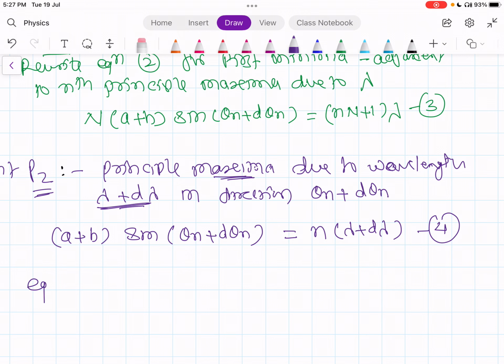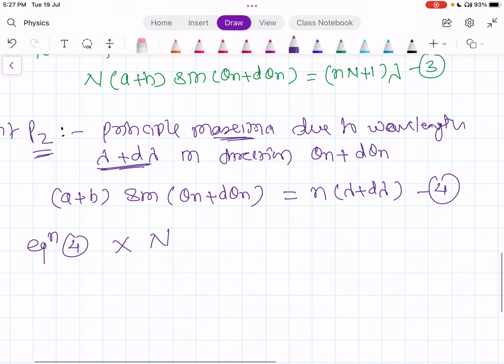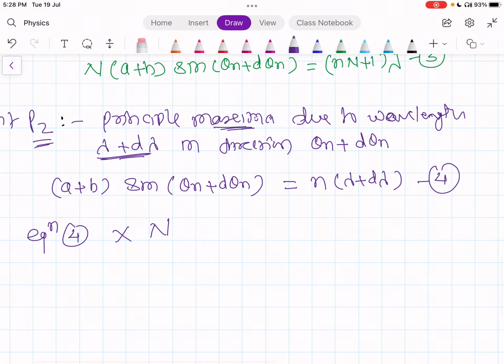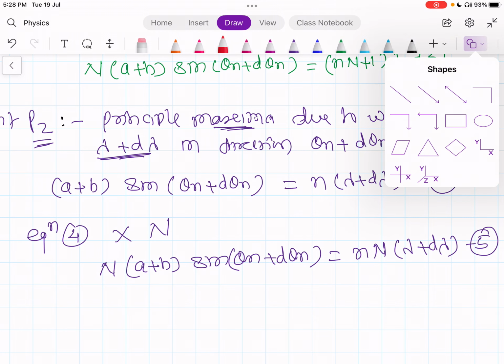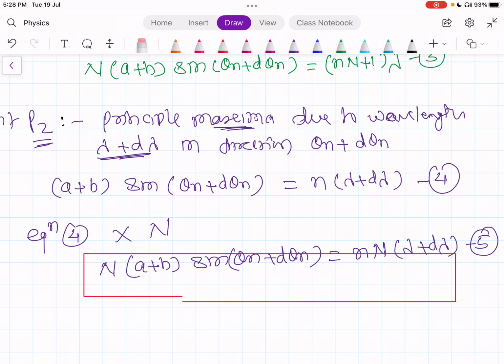Then we will simplify this. Let us multiply equation 4 by N, where N is the number of slits. So equation 4 times N, what do we get? We get N times (a plus b) sine of (theta n plus d theta n) equals n N times (lambda plus d lambda), and let's say this is equation 5. See equation 5 carefully. This is equation 5 over here.